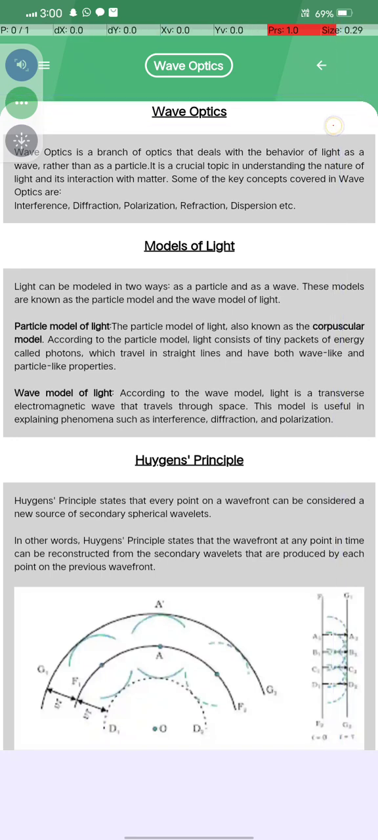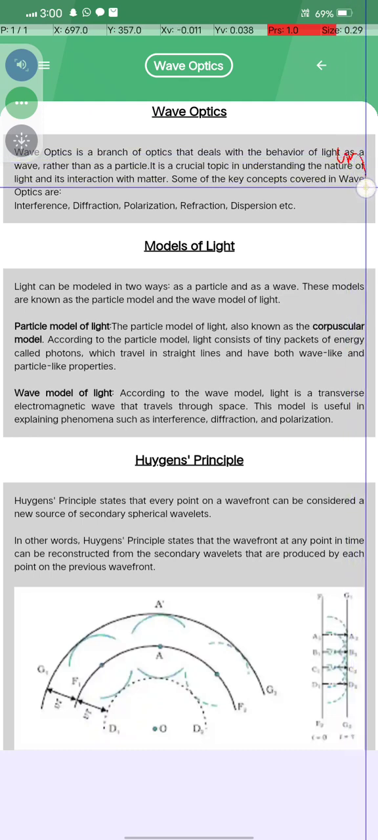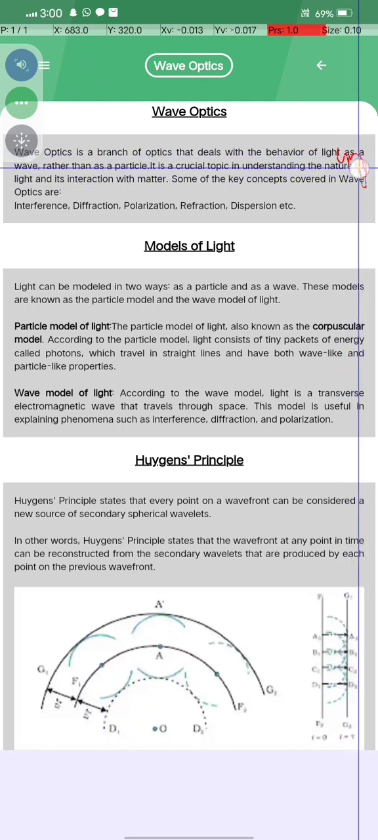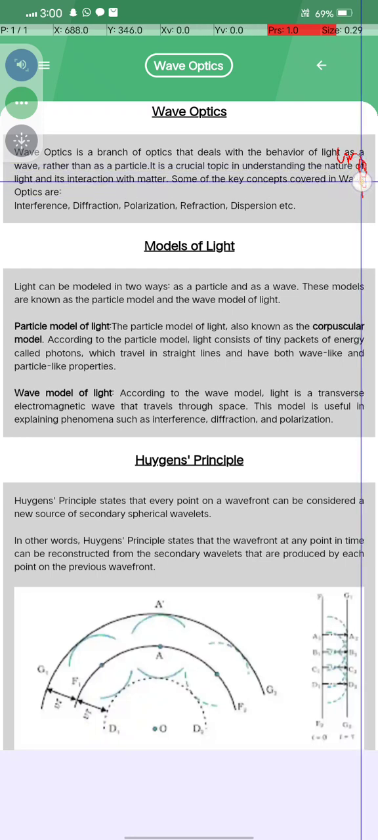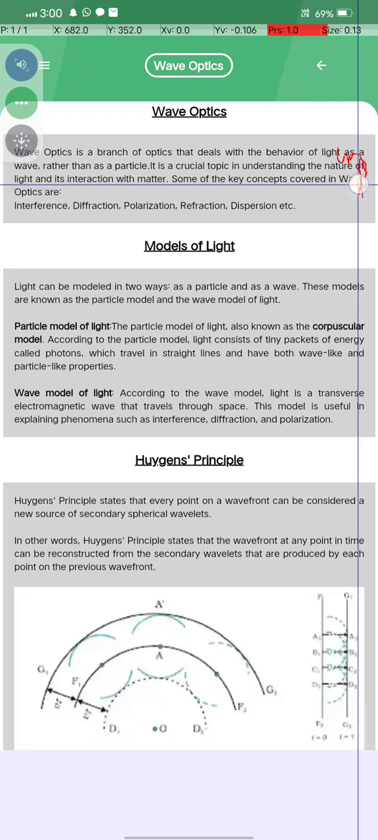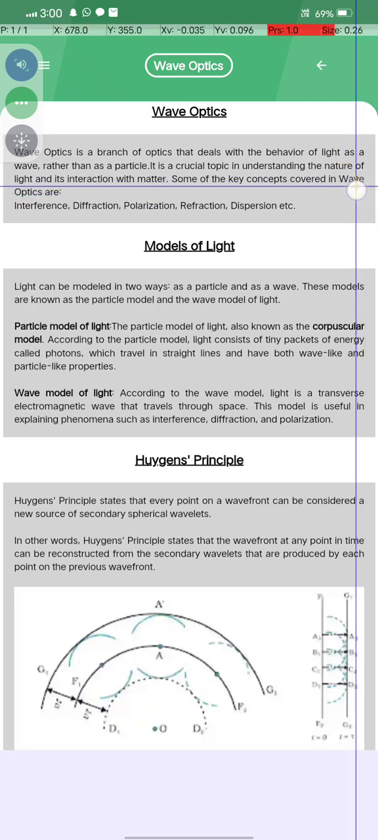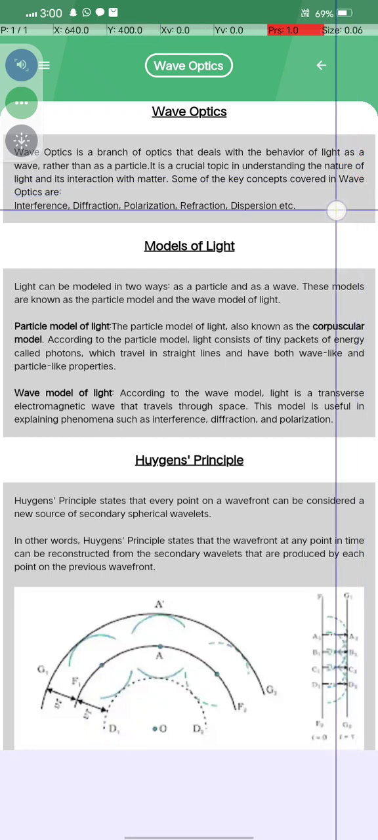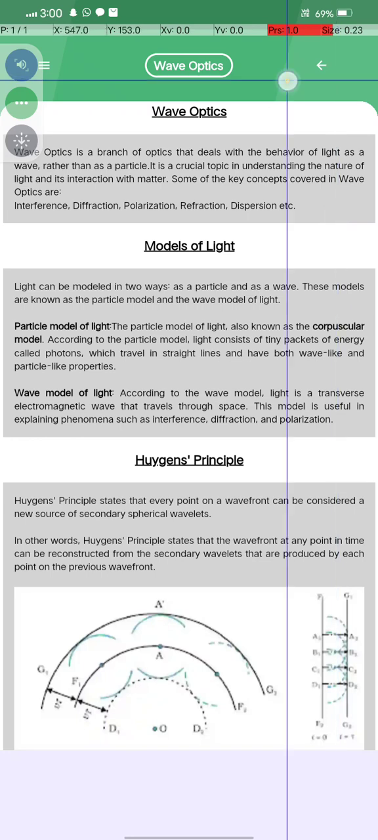तो wave optics होता क्या है? Wave optics is a branch of optics that deals with the behavior of light as a wave rather than as particles, and it is a crucial topic for understanding the nature of light and its interaction with matter. Okay, and some of the key concepts covered in wave optics are interference, diffraction, polarization, reflection, and so on. Okay, wait for a second.